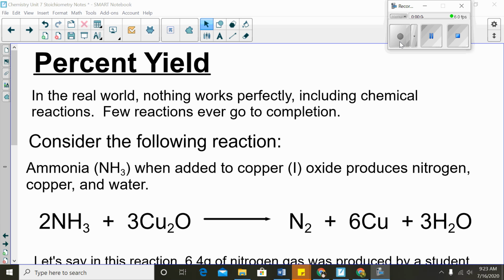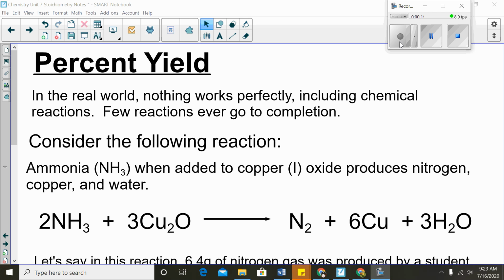This is Chemistry Unit 7, Stoichiometry, percent yield. In the real world, nothing works perfectly, including chemical reactions. Few reactions ever go to completion. Now consider the following reaction.